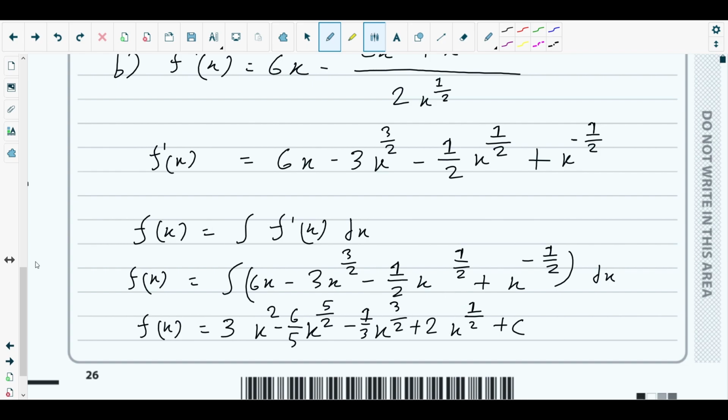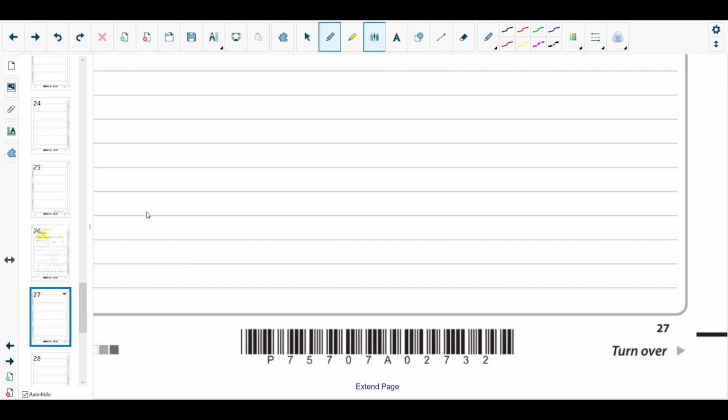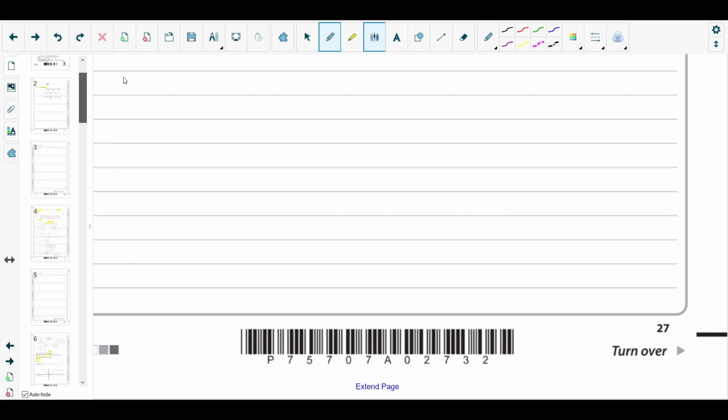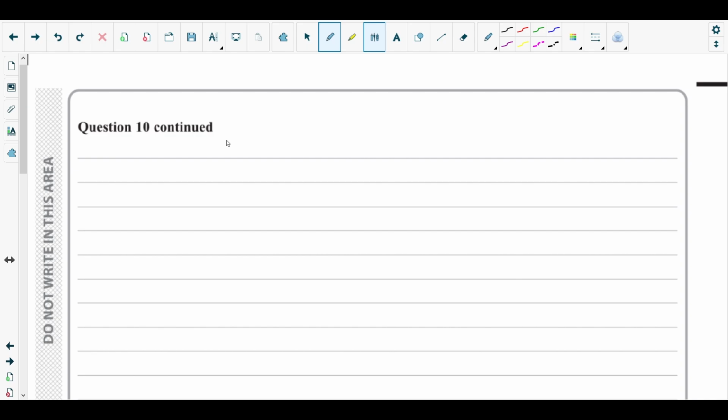c. So this is the equation for f of x in terms of c. Now we need to find the value for c. In order to find the value for c, we need the coordinates of a point that lies on f of x, right? We already know that point P with x coordinate 4 and y coordinate 12 lies on the curve f of x. So we can use these coordinates, 4 and 12, the coordinates of point P, to find the value for c.